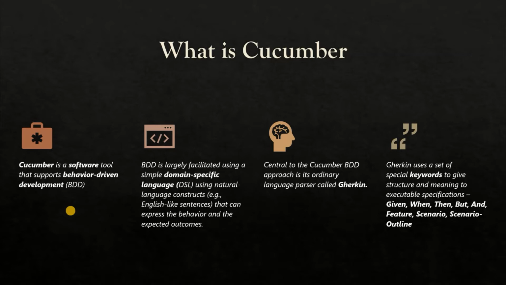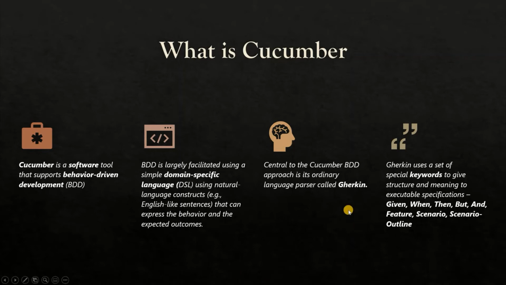Most of the times, I have met people who are using Cucumber just because this is a hot topic. So I hope this helps us understand the main reason why we should use Cucumber or any BDD tool. So BDD, behavior driven development, is largely facilitated using a simple domain language, right? Using natural language constructs like English sentences that can express the behavior and the expected outcome. So in Cucumber, we are going to use English sentences to define the behavior of a software.